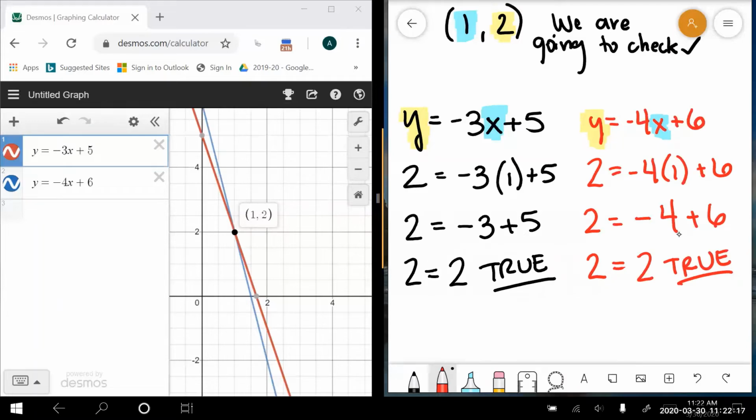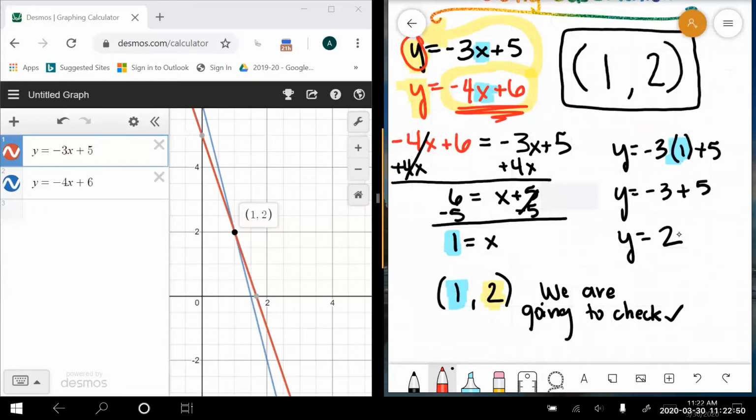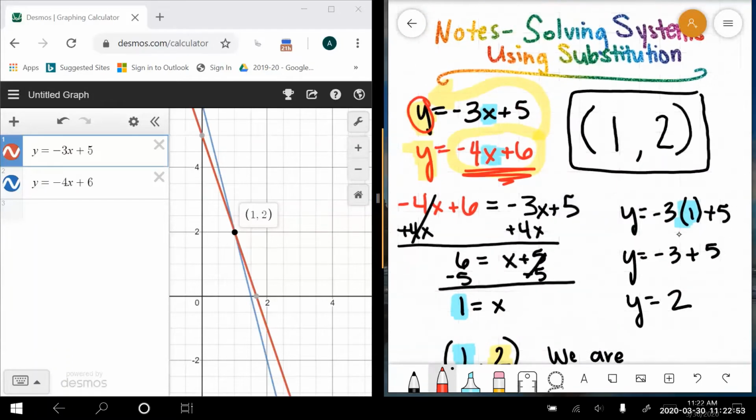Okay, so because we got true for both of them, 1, 2 is a solution to the system. Okay, so again, we have the solution already because we graphed it, but we wanted to see what would happen if we weren't able to graph and we had to solve it using algebra. And so we did that by substituting, discovered that the solution was in fact 1, 2. We substituted one equation into the other, and then finally a solution into one of those equations.